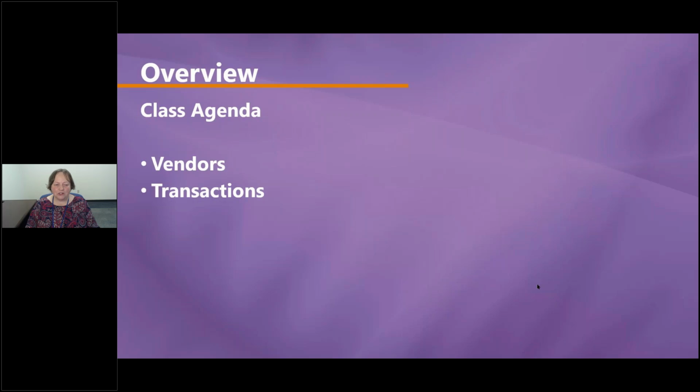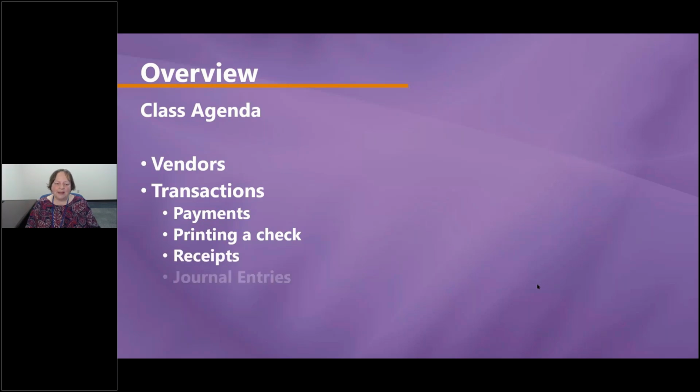We'll talk about the different transaction types, so payments. There's multiple different kinds of payments, and we'll see those different options. And then we'll talk about printing checks, and we'll talk about receipt transactions, meaning deposits, and we'll talk about journal entries and how they are entered in Shepherd Staff. We're also going to talk about recurring transactions and how you can set those up, and then how you can generate them once they are set up. And then we will get to some reports that are relevant to these transactions.